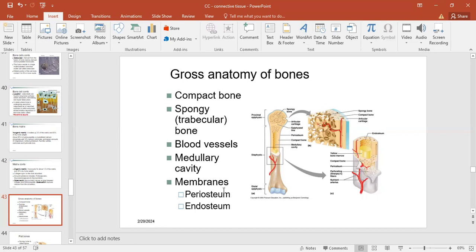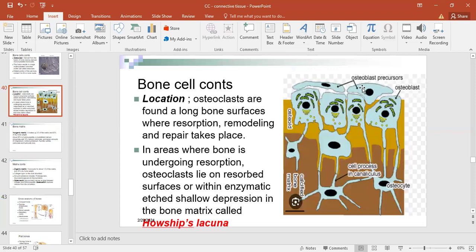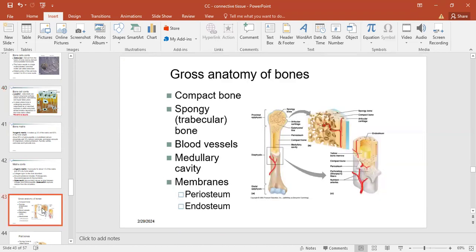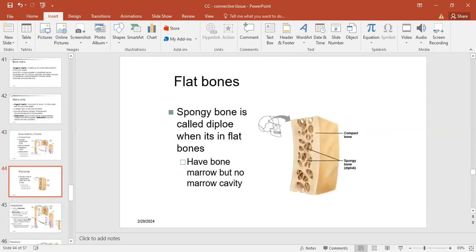So the periosteum is a bilayer membrane. It has two layers. It has an outer layer which is made up of dense connective tissue, and an inner layer which is an osteogenic layer, which contains the cells, these cells here, which are precursors of the bone forming cells. And those cells are found in the inner lining of the periosteum. Okay, so that is what that is.